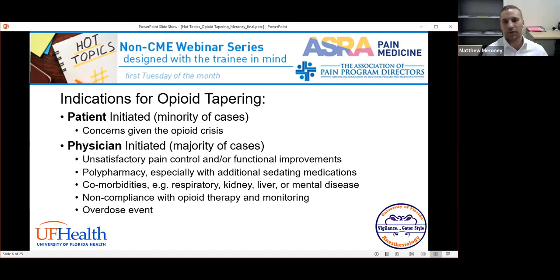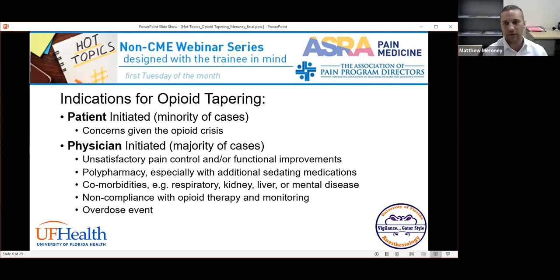There's a lot of complications from opioid medications. Hyperalgesia is one of them, which just in itself may be the reason you're not getting to where you want to be. Polypharmacy, obviously, if the patient's on other medications that make them more dangerous, such as benzodiazepines, that's something you should be aware of. You should be factoring that into your future with that patient.